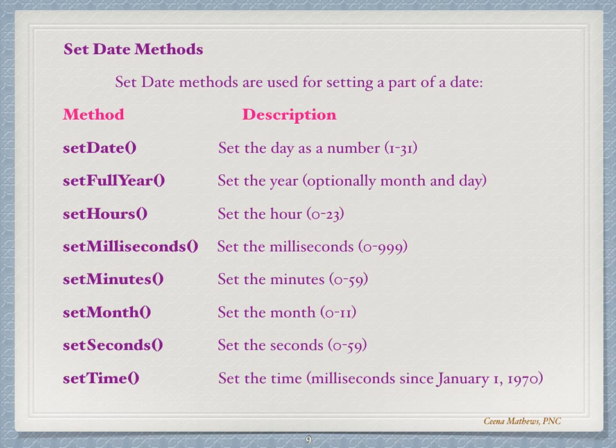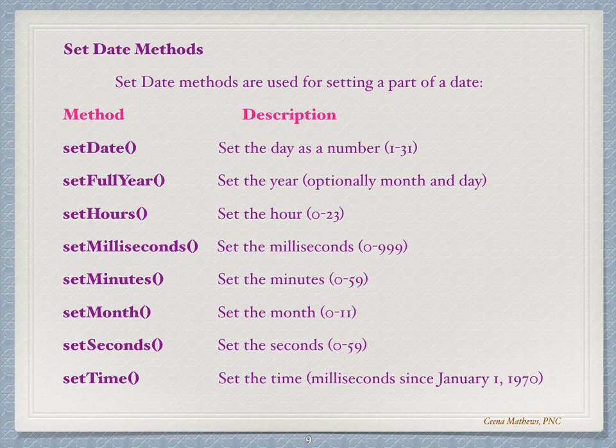Next are the set date methods. This is for setting a part of a date. You can change a particular component in the given date. For example, the first one is setDate, which will set the day as a number, that is 1 to 31. setFullYear sets the full year. You can also optionally give month and day in this full year.